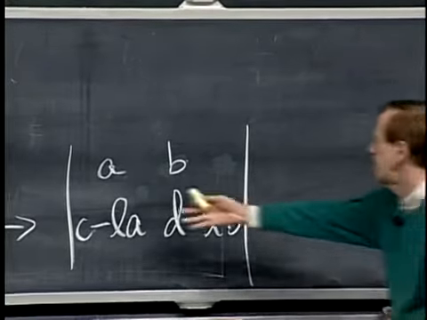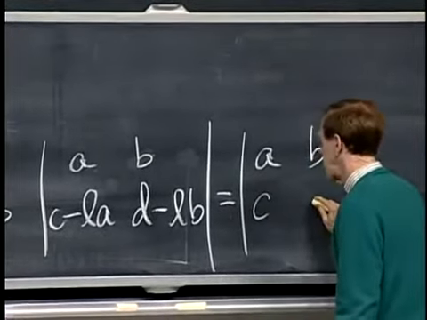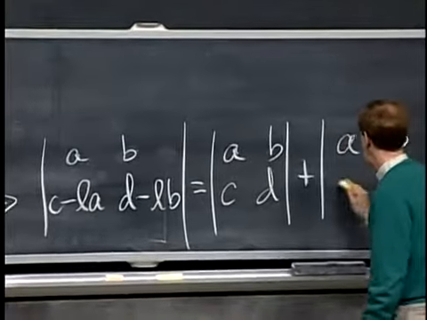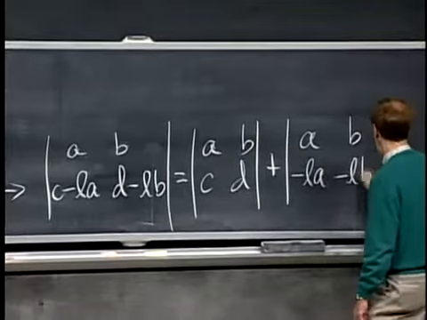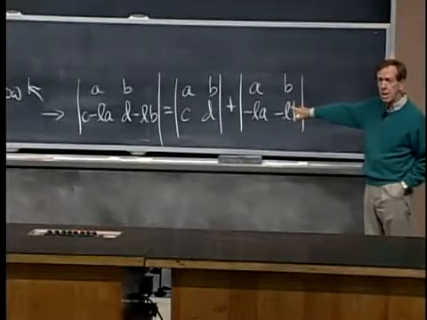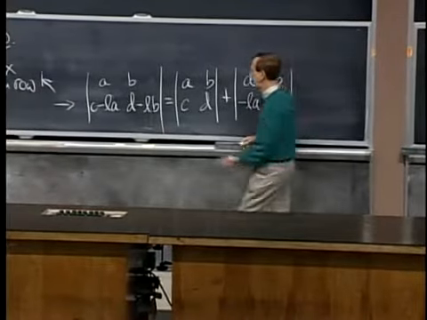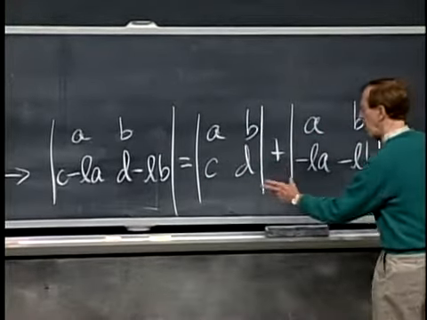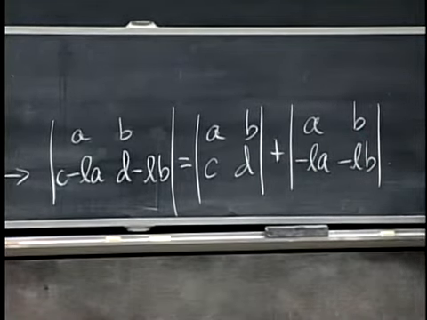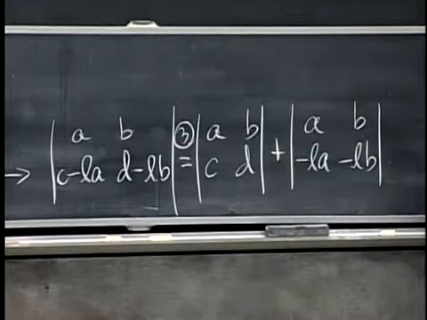So what property? Well, of course, I'm keeping the first row the same. And the second row has a C and a D. And then there's the determinant of the A and the B, and the minus LA, and the minus LB. So what property was that? 3B. I kept one row the same, and I had a combination in the other row, and I just separated it out. Okay. So that's property 3. This is number 3, 3B, if you like.